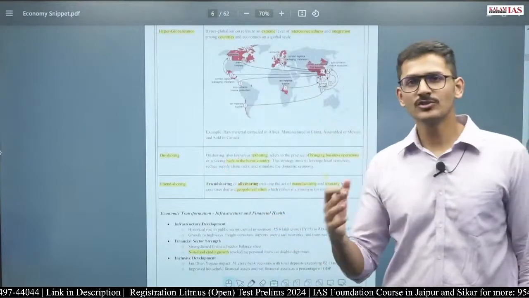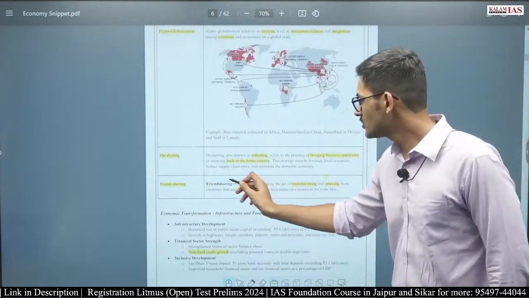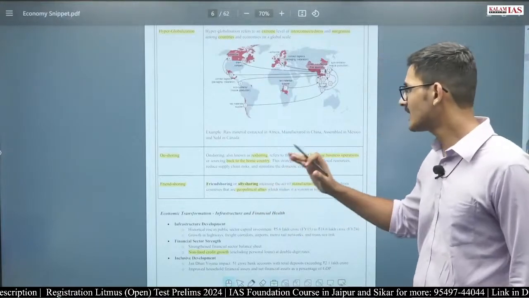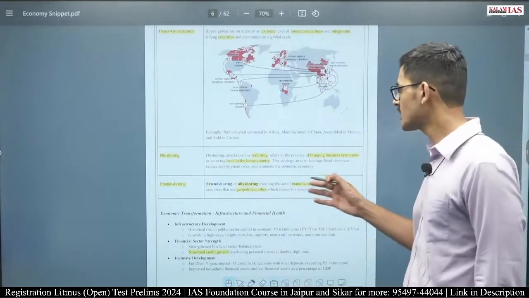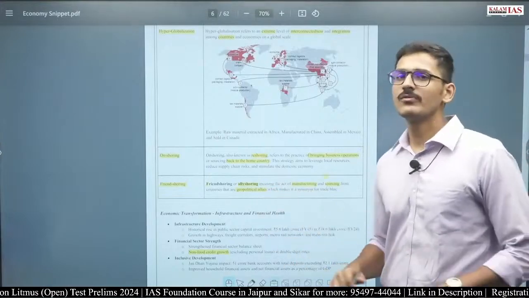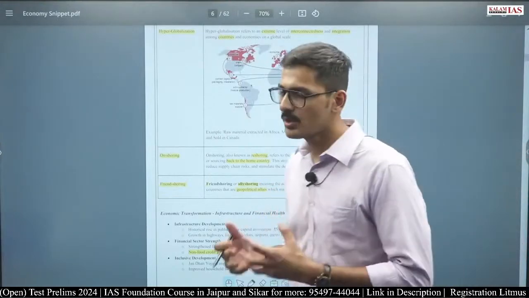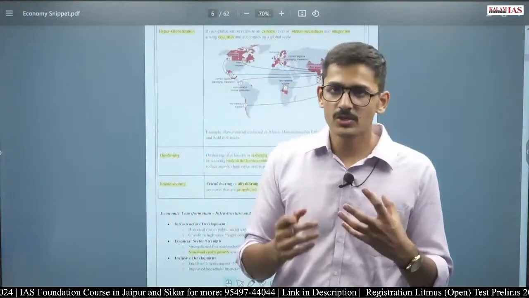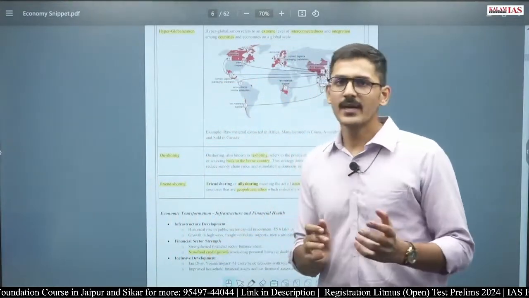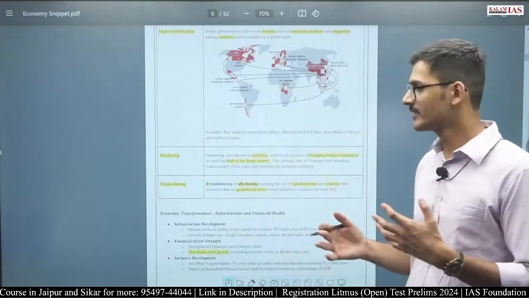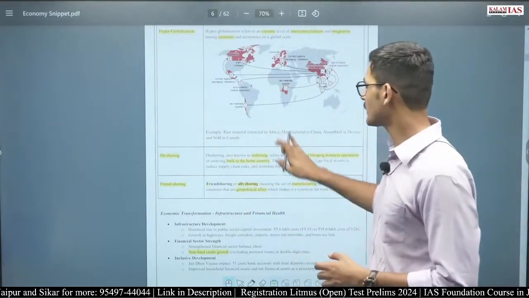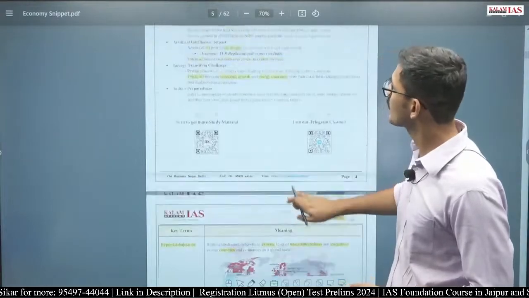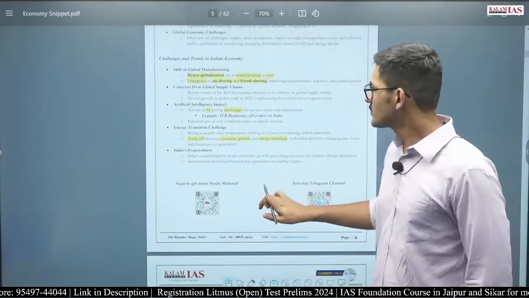Similarly, friendshoring. Friendshoring, also called ally shoring, is basically to transfer the manufacturing or the sourcing to a geopolitical ally. For example, if France is facing some problems with China, France will transfer the manufacturing or the sourcing of a particular good or raw material to India, because India and France are good friends. So this is called friendshoring. So these were the three terms.